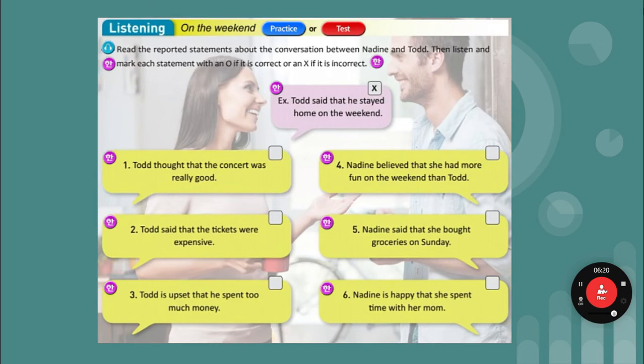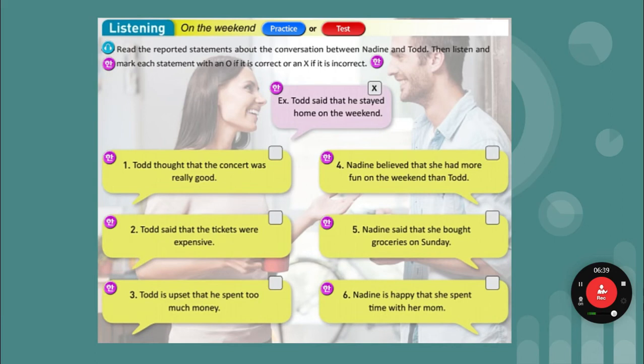Okay, read the reported statements about the conversation between Nadine and Todd. Then listen and mark each statement with an O if it is correct or an X if incorrect. X means not, so not correct. Okay, Todd said he stayed home on the weekend. That's incorrect. Okay, listen and repeat.